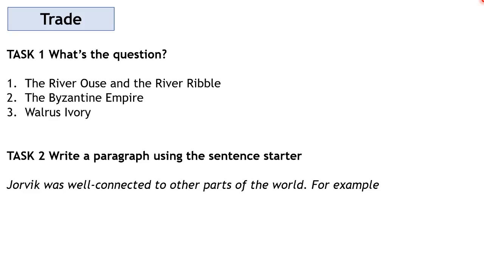Okay, can you put a subheading in your book then? Trade. And then let's do some practice on this. So just as before, there are 3 answers. You have to write me 3 questions. And then for task 2, Jorvik was well connected to other parts of the world. For example, can you explain for me, it needs to be at least 3 sentences, this paragraph, 2 ways in which Jorvik was connected to other parts of the world? Can you pause the video now? Come back when you're done.